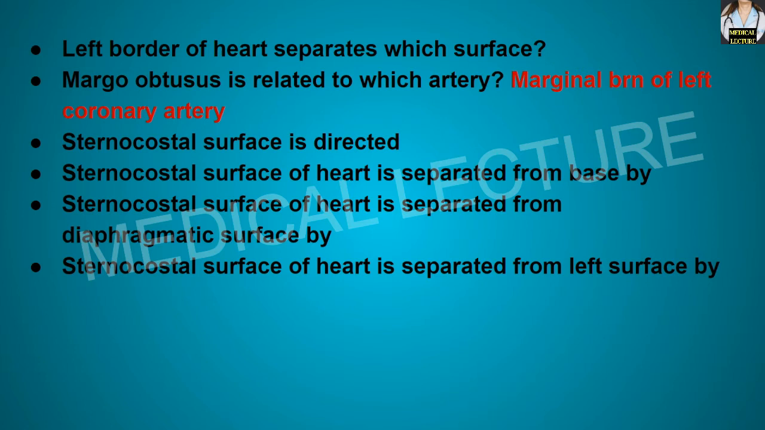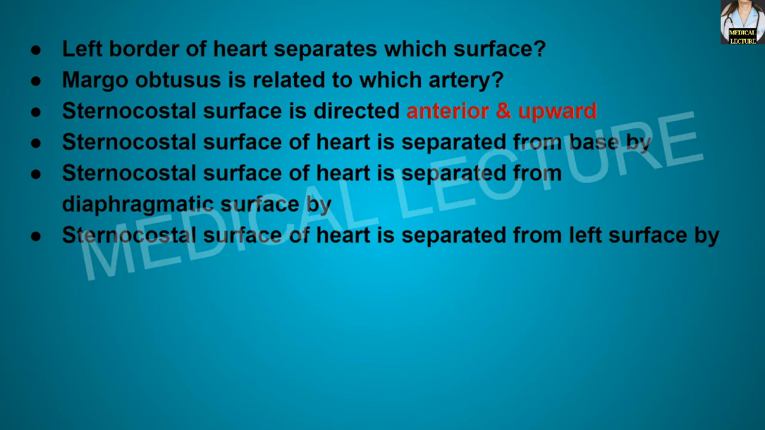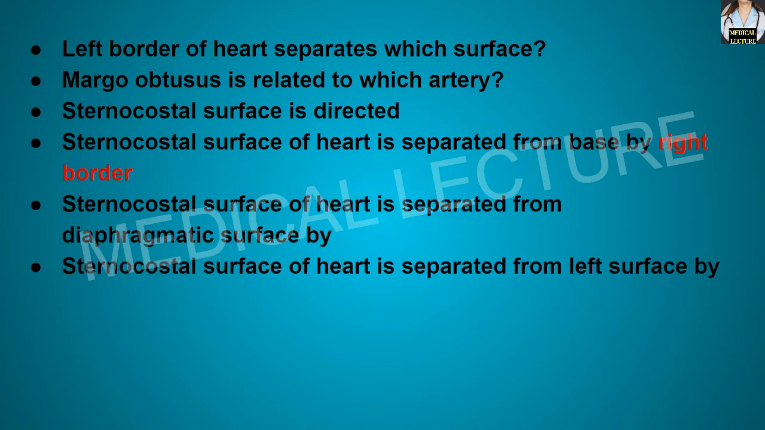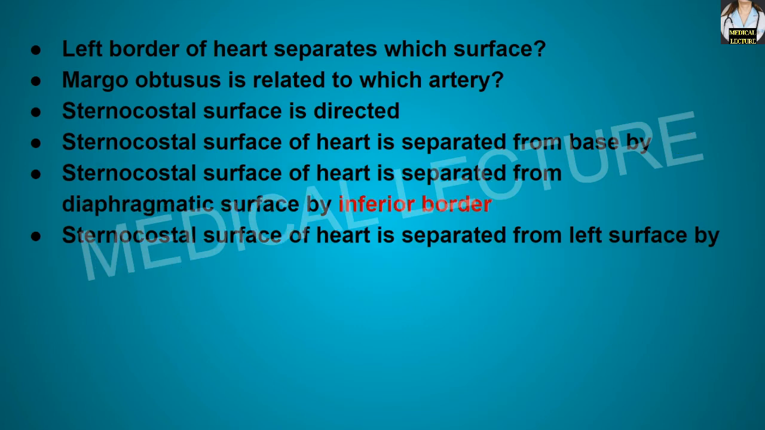Sternocostal surface is directed anterior and upward. Sternocostal surface of the heart is separated from the base by right border. Sternocostal surface of the heart is separated from the diaphragmatic surface by which border? By the inferior border. Sternocostal surface of the heart is separated from the left surface by which border? By left border.